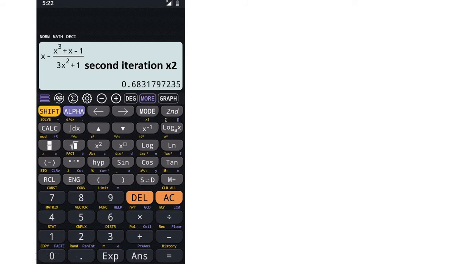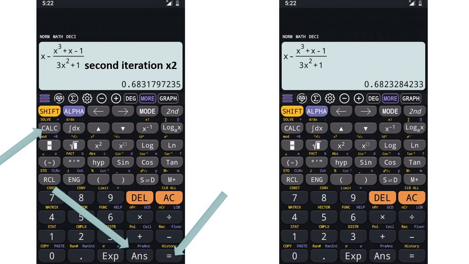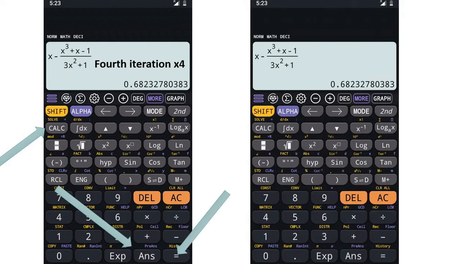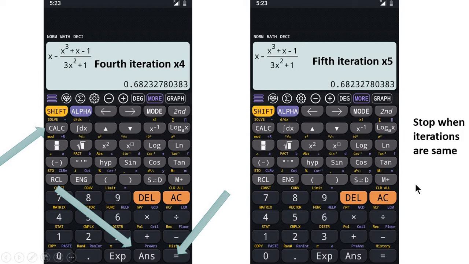Repeat the process. Press CALC, Ans, equal to. You will get the third iteration. Press CALC, Ans, equal to. You will get the fourth iteration. Press CALC, Ans, equal to. You will get the fifth iteration. You can observe that the fourth iteration and fifth iteration are both the same. Therefore, you can stop your process here. Now this is our root.